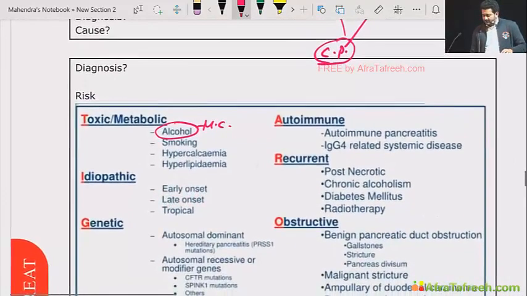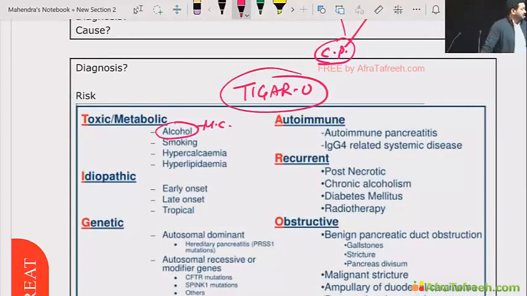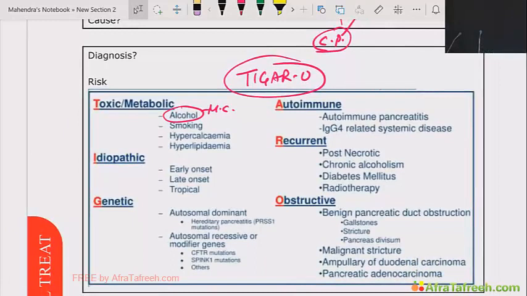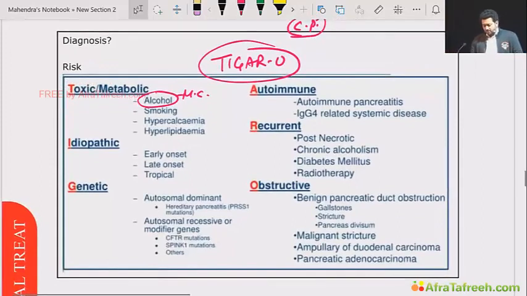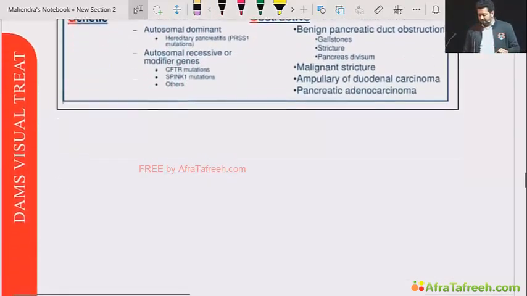And this is the classification used for chronic pancreatitis. Tigar-O classification: toxic, idiopathic, genetic, autoimmune, recurrent, and obstructive type of reasons. So this is Tigar-O classification for chronic pancreatitis. Now, chronic pancreatitis is an irreversible damage. The pancreas will not become the same as before the disease. So the treatment is either you manage the patient with painkillers and pancreatic enzyme replacement, but at times you have to do surgery when the pain is very severe.